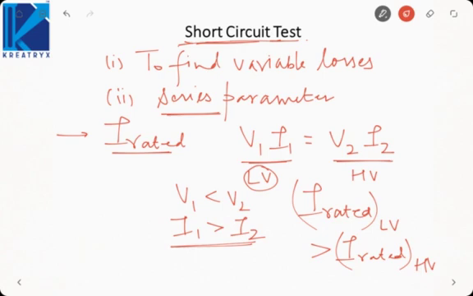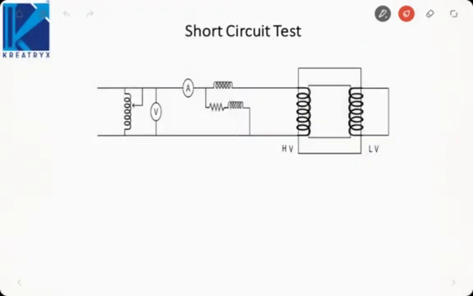That is why we will conduct this test on the high voltage side and we will short circuit the low voltage side. Again, I am repeating, in open circuit test what we did is we conducted the test on the low voltage side with high voltage side being open circuited. In short circuit test, we are conducting the test on the high voltage side with low voltage side being short circuited. So, let us see the connection. Here again, I have placed a variable voltage source.